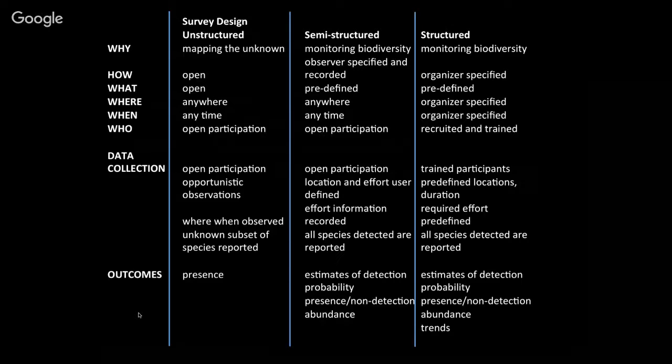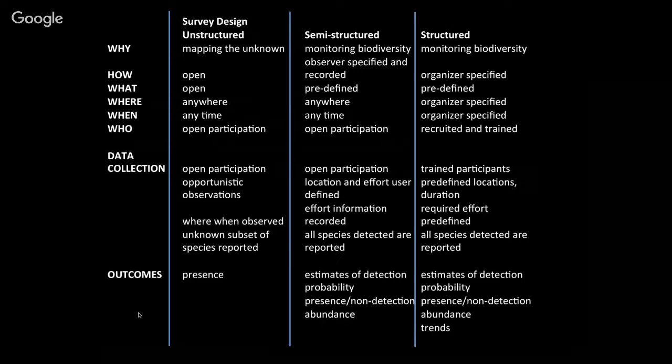Now, the semi-structured fits somewhere in between. The why can be for mapping the unknown, or the why can be for monitoring biodiversity. The how is recorded, so the observer can choose how they collect the data, but information on the amount of time, the distance traveled, and things like that are collected. So what's collected has been predefined, but people can collect anywhere, do it anytime, and participation is open.